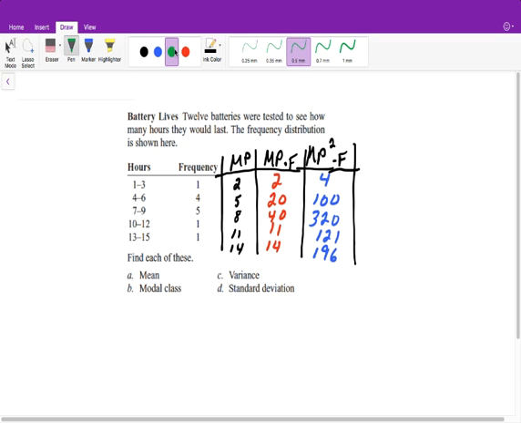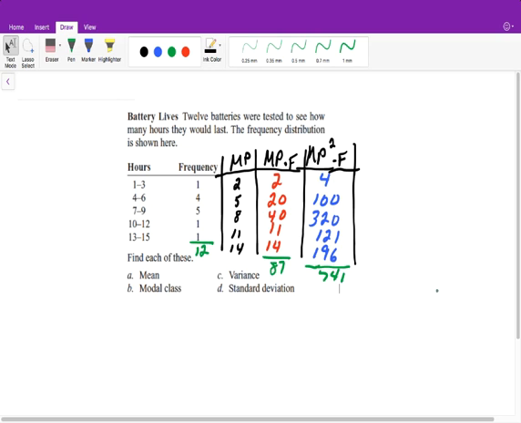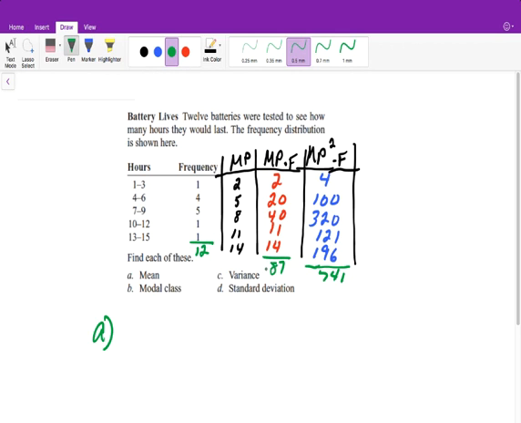All right, then the last thing you have to do is add up your midpoint squared times your frequency, your midpoint times your frequency, and our frequency. So we need to add all of those up. All right, so then from here, to find our mean for A, we take the sum of our midpoint times our frequency, 87, and then we divide it by the total number of frequency that we have, which is 12. So that is equal to 7.25, but if I asked you to, you would round it up to 7.3.